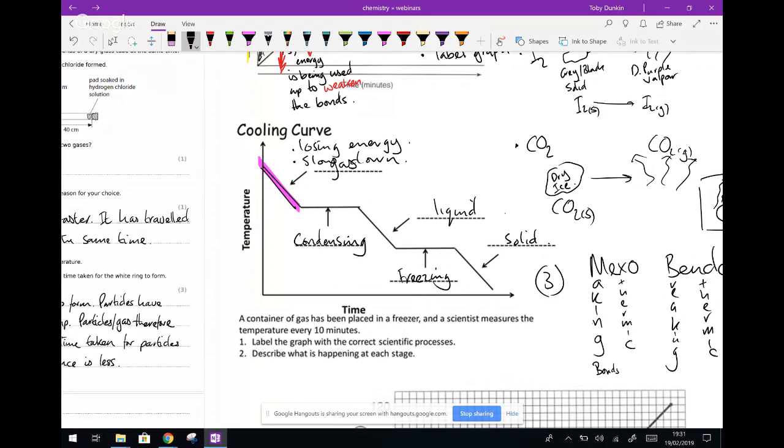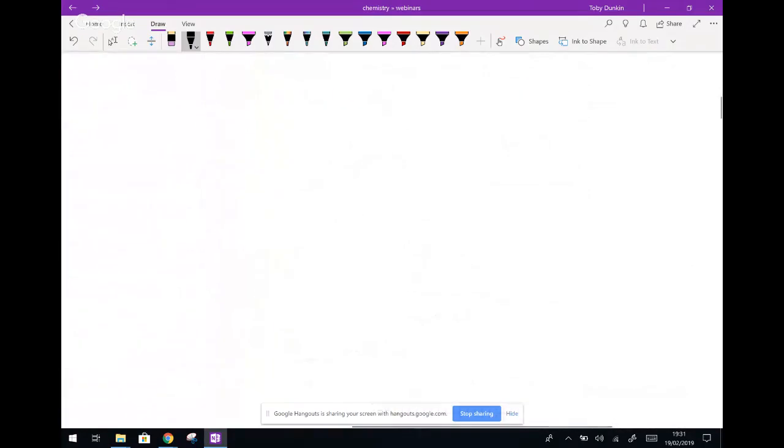Would you be able to show vapor deposition and sublimation on a heating curve? That's a really good question. Yes, you would. Is boiling and condensing point the same when talking about temperature? Yes, they are. There's only two temperatures you ever talk about.